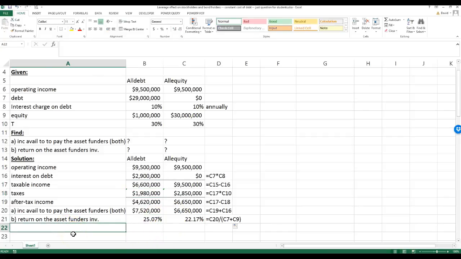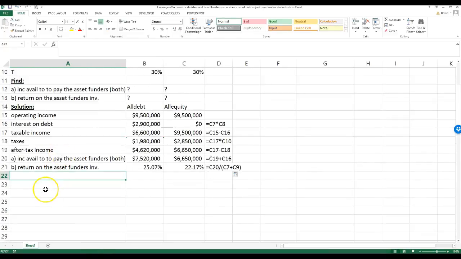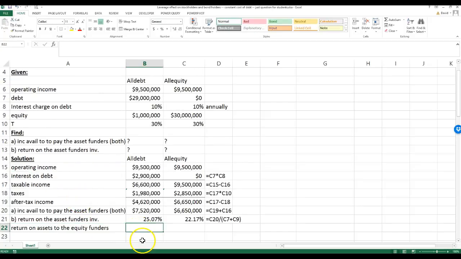So I'm going to calculate something that this problem didn't ask. I want to calculate the return to the equity funders. So I'm going to say return on assets. That's going to be the same as this return, right? It's not going to be both of them together. So this is the return the equity people got, say the stockholders of the corporation. They're going to either get that in capital gains with retained earnings or dividend payments or something like that.